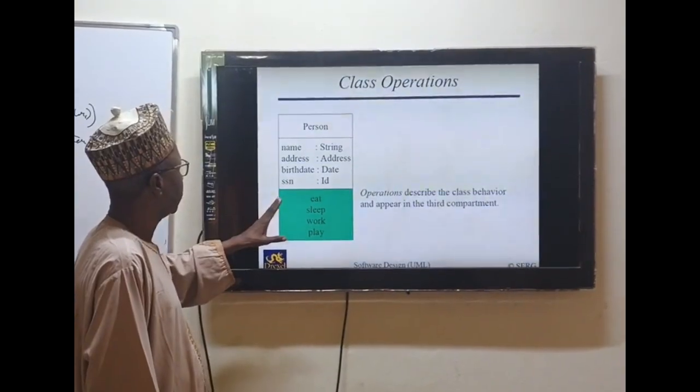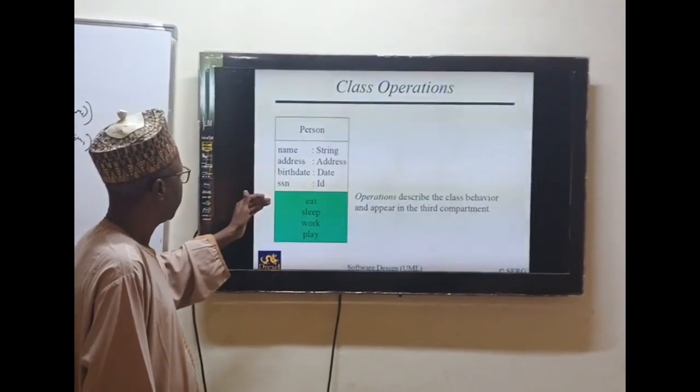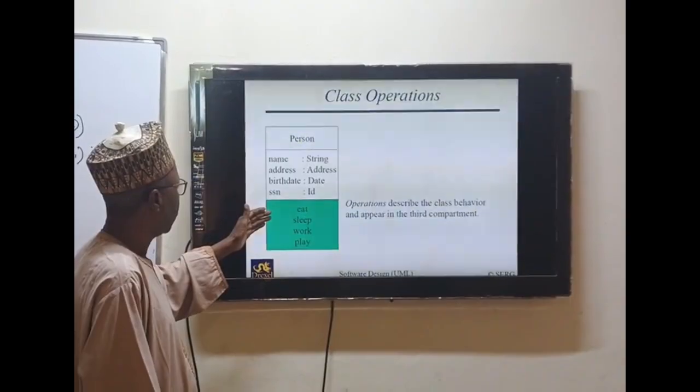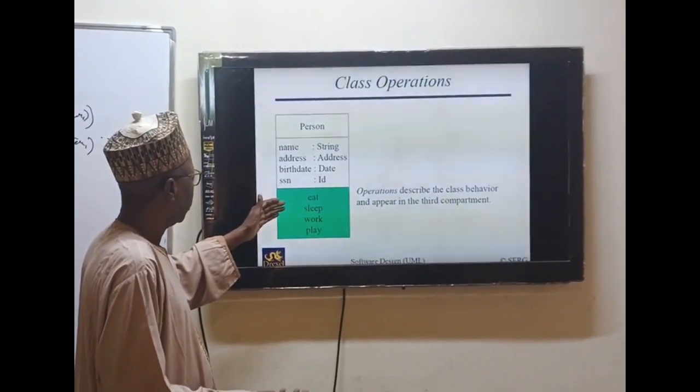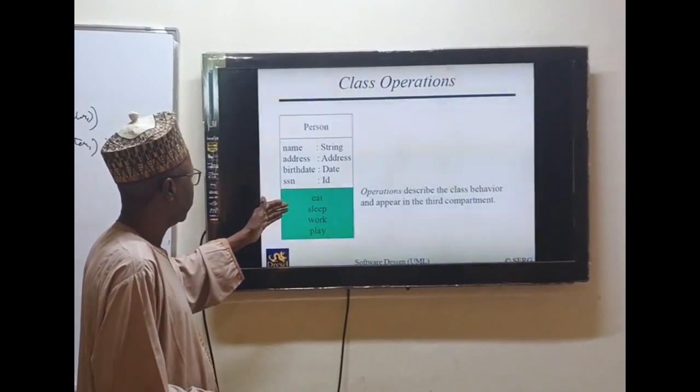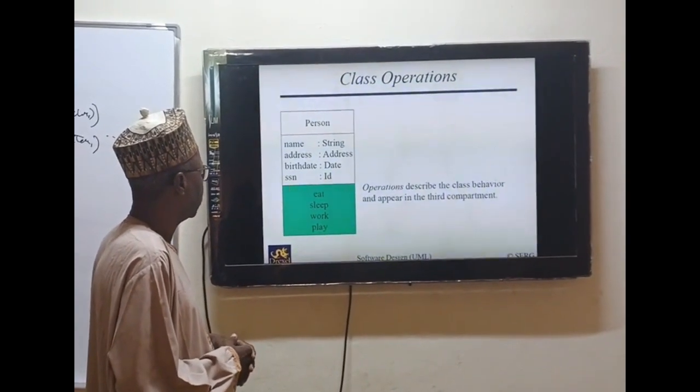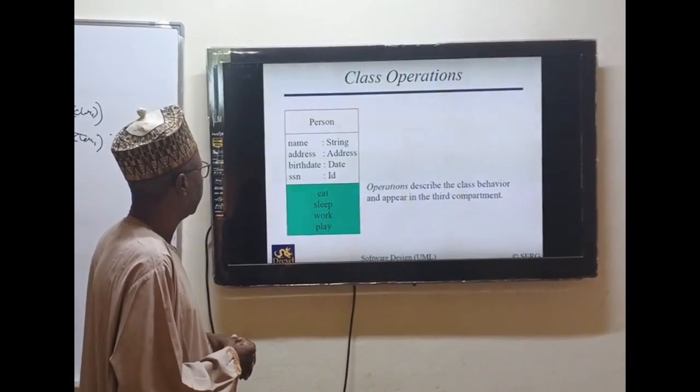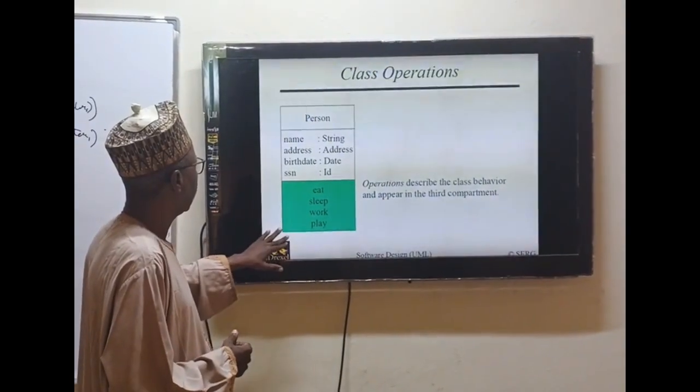Let's consider another example, although not on this slide. If we take a car as an object, car can move, car can reverse, car can stop. So those are operations that the car object can perform. Okay, so let's move on to the next slide.